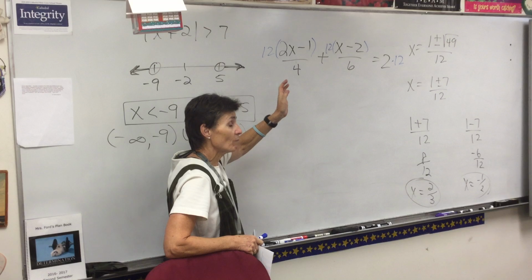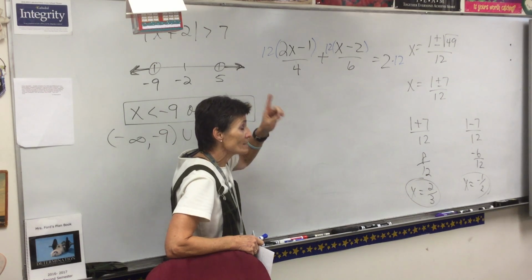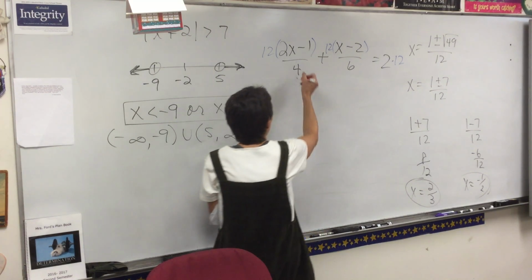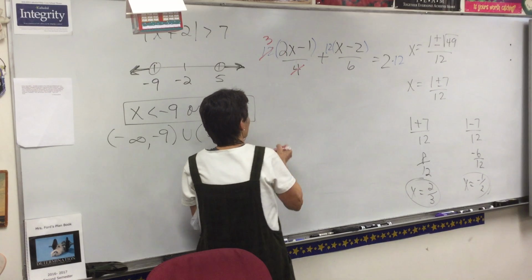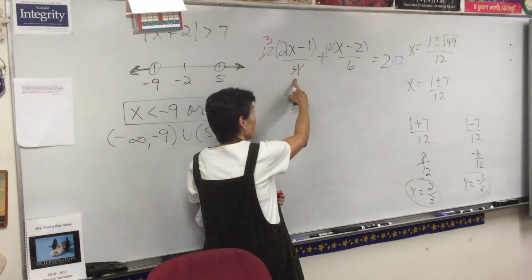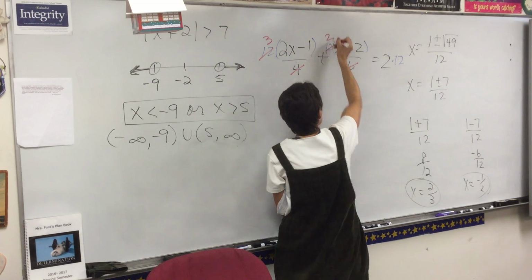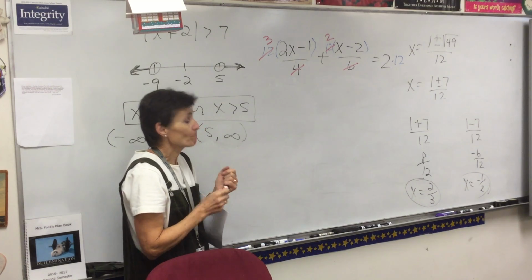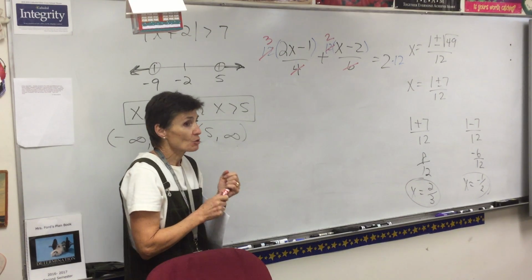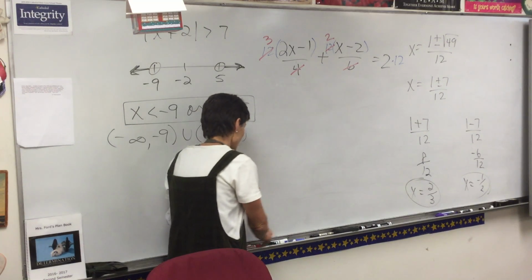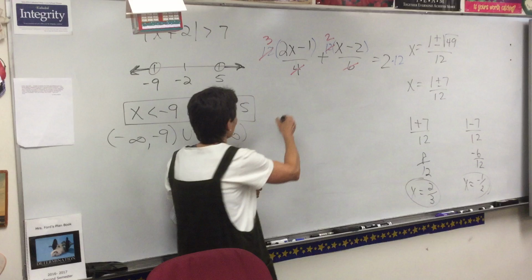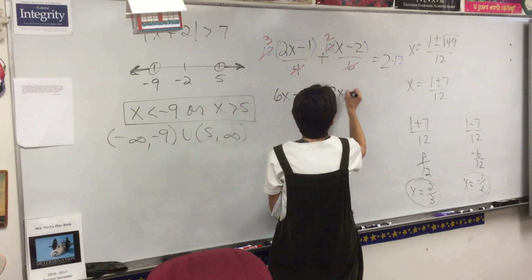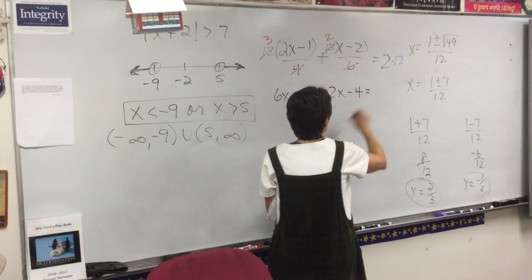12 will work, so will 24. There isn't just one single number that will work. The key is whatever number you pick has to cancel both denominators. So 12 will cancel 4, and 12 will cancel 6. That's the key. Would 24 cancel 4? Yep. Would 24 cancel 6? Yep. So any number that will cancel both denominators is fine. So what am I left with? 6x minus 3 plus 2x minus 4 equals 24.